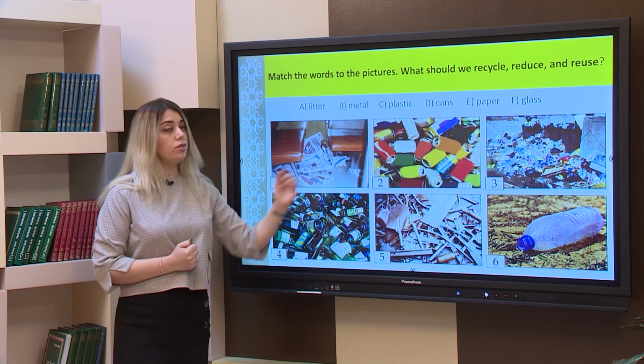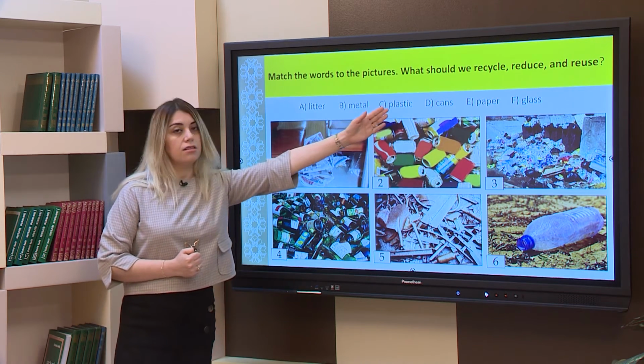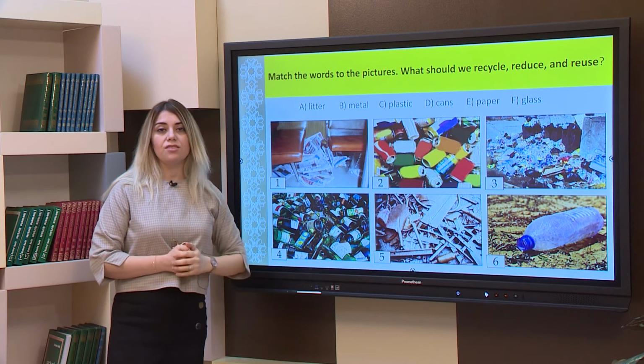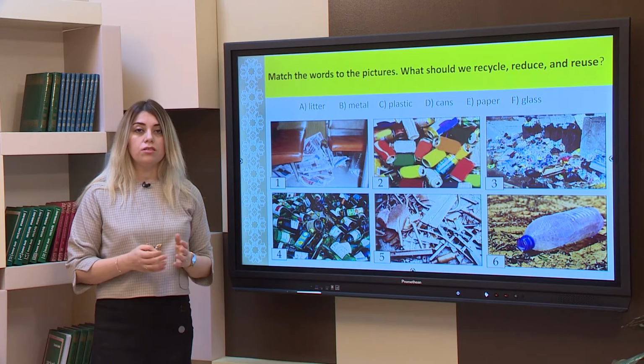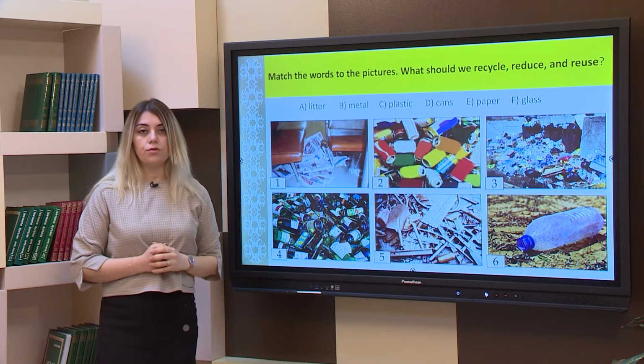Picture 2, what can we see? These are called cans. The answer is D, cans. And number 3 is about litter. Litter means trash. We can see it everywhere, in the streets, on the beach, etc. These are called litter. So there, number 3.